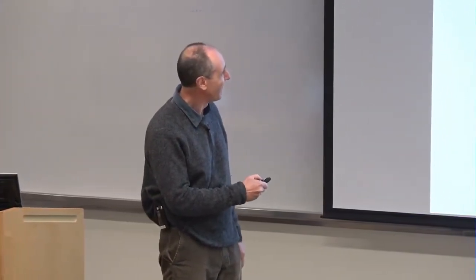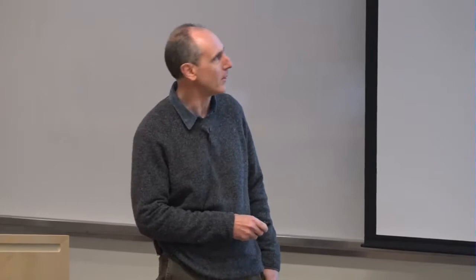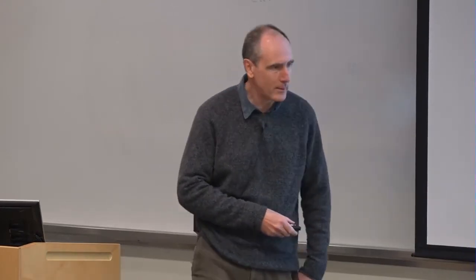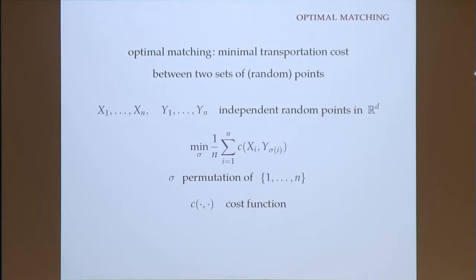So that's about optimal transport, optimal matching, which was already mentioned this morning in Yuval's talk, which is about the minimal transportation cost between two sets of points, which will be considered as random here. So mathematically, we have two independent samples, x and y, which are independent random points in R^d.